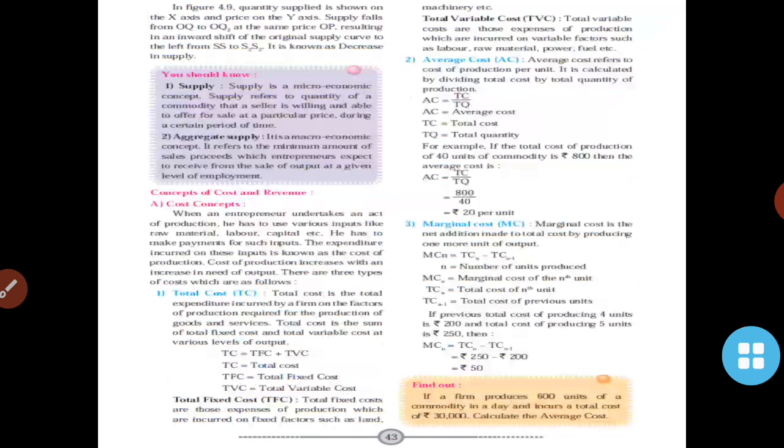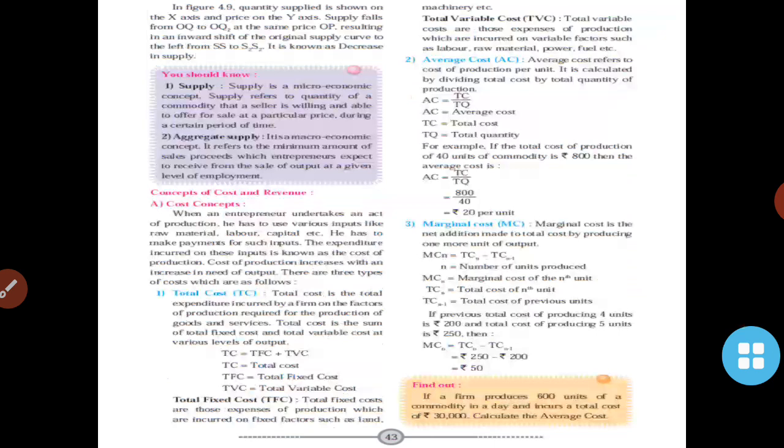Now in Figure 4.9, quantity supplied is shown on the x-axis and price on the y-axis. Supply falls from OQ to OQ2 at the same price OP, resulting in an inward shift of the original supply curve to the left, from SS to S2. It is known as a decrease in supply.